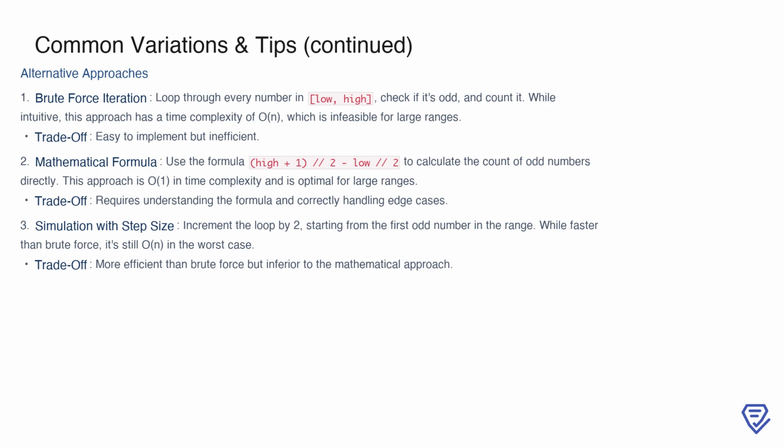Another alternative is to simulate the counting process with a step size of 2, starting from the first odd number in the range. This is faster than brute force but still has an O(n) time complexity in the worst case. While it's an improvement, it doesn't match the efficiency of the mathematical approach. Choosing the right method depends on the constraints and the context in which you're solving the problem.